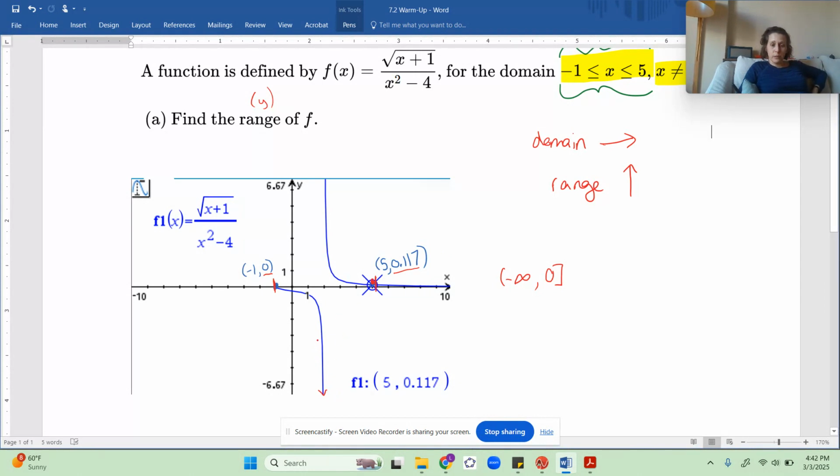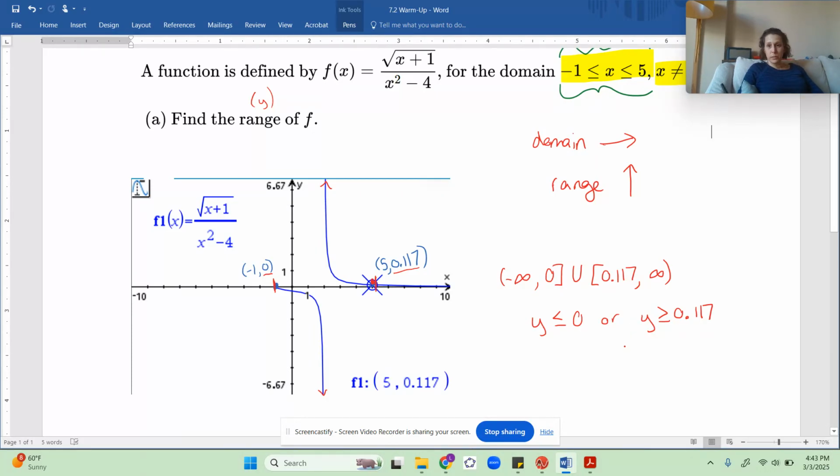So again, I'm reading from bottom to top. I go from the bottom up to 0, a y value of 0, and then it starts again at 0.117 and goes, it looks like, up forever, up to infinity. And if you've seen this before, we put a union between these two. You could also write this as y is less than or equal to 0, or y is greater than or equal to 0.117, if you like writing with inequalities rather than set notation. Either way is correct.